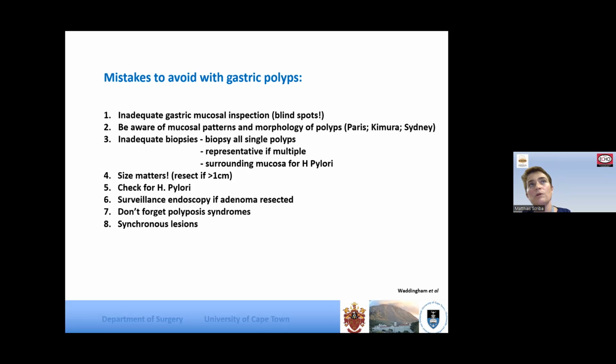Again, second last point, don't forget polyposis syndromes. If you've got loads of polyps, there's something going on, and just make sure that you know and are sorting out your patient before you send them off for a surveillance scope only 3 to 5 years later. And then lastly, as that other case showed, don't underestimate the presence of synchronous lesions. It's not necessarily the case that one patient might have only one type of polyp.